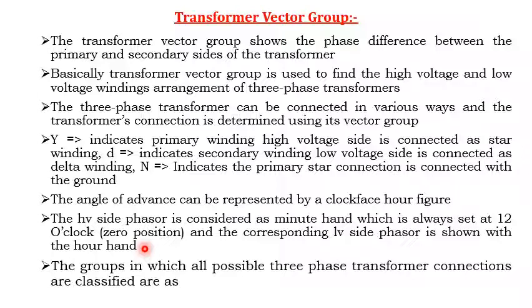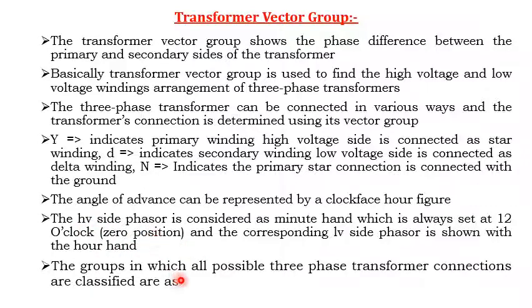One phase is fixed, so that is considered as the reference phasor. With respect to that reference phasor, we are supposed to draw another phasor. Here also, the HV side phasor is considered as a minute hand, which is always set at 12 o'clock. This is the 0 position. At 12 o'clock, we can consider it a 0 position. And the corresponding LV side phasor is represented and shown as the hour hand. So this varies with respect to the HV side phasor.